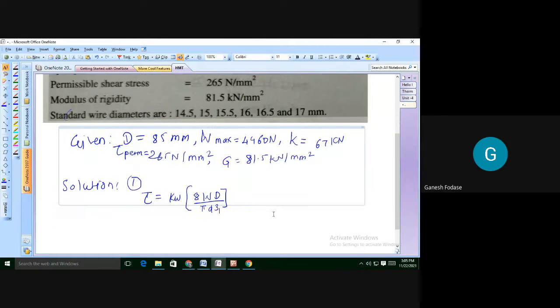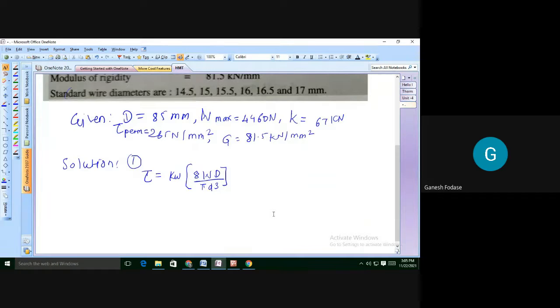Now in this case, what we need to find out is the wire diameter, that is small d. For this, capital D is known to you, W is known to you, KW is not given, tau is known. So in this case, we have to solve this numerical by trial and error. If KW is given directly, then there is no need to assume something. In this case, KW is not given, therefore we have to assume. So by trial, trial 1, we assume KW is equal to 1.